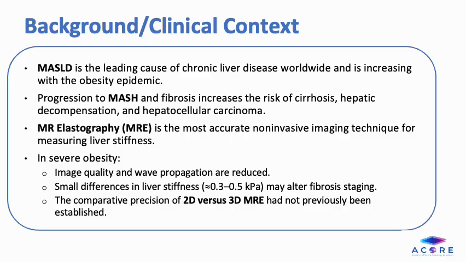With recently approved therapies, such as resmetirom and semaglutide, accurately identifying and monitoring liver fibrosis has become more important than ever. MR elastography is currently one of the most accurate, non-invasive imaging techniques for assessing liver stiffness. However, severe obesity creates technical challenges that may reduce measurement precision, and until now, it has been unclear whether three-dimensional MRE offers an advantage over conventional 2D MRE.